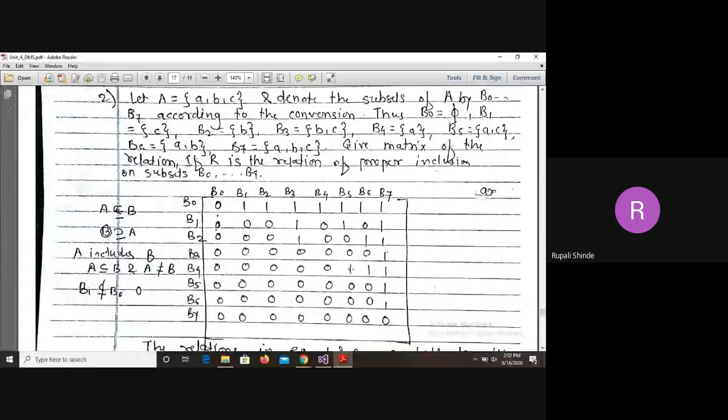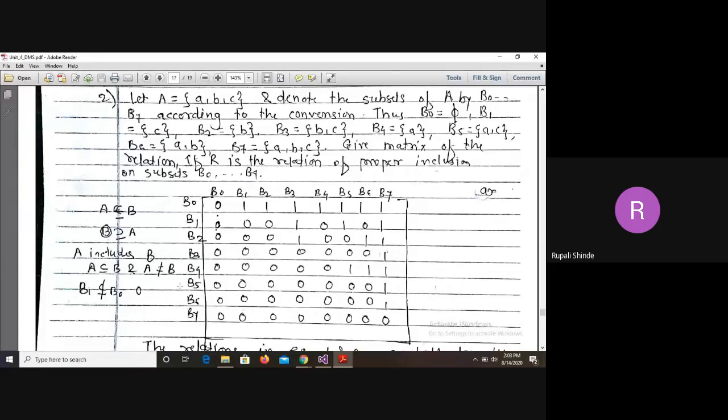Now next one is B4, B6. B4 is set A and B6 is set A comma B. So again B4 is a subset of B6, and B4 and B6 are not equal. That's why we have to mark this one as 1. Then next, B4, B7. B4 is set A, B7 is set A comma B comma C. So again B4 is a subset of B7 and these are not equal sets. That's why we mark 1.